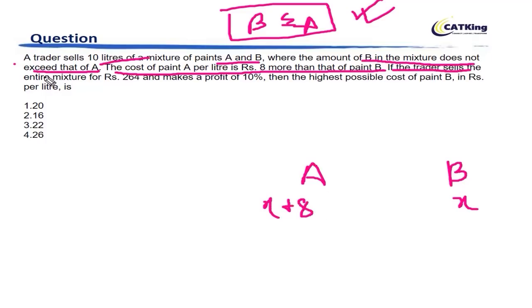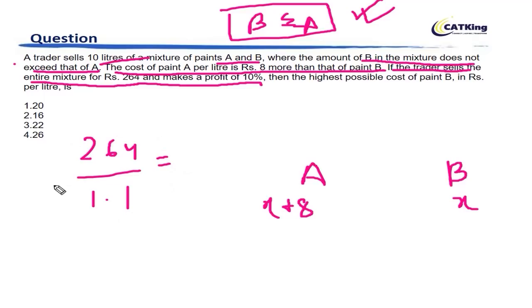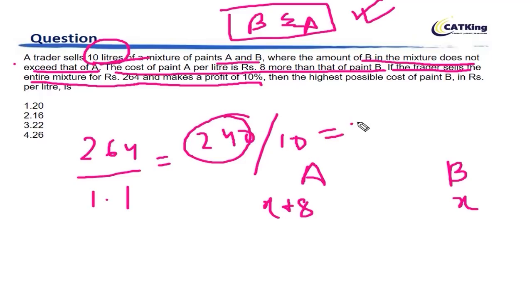If the trader sells the entire mixture for 264 and makes a profit of 10%, okay, so he sells at 264 at a profit of 10%, so the cost here is 264 by 1.1. So what's the amount here? The amount here is 240, the cost price for 10 liters. So what is the cost per liter? Per liter will be 24. Okay, now A and B are mixed in such a way that net you are getting 24.